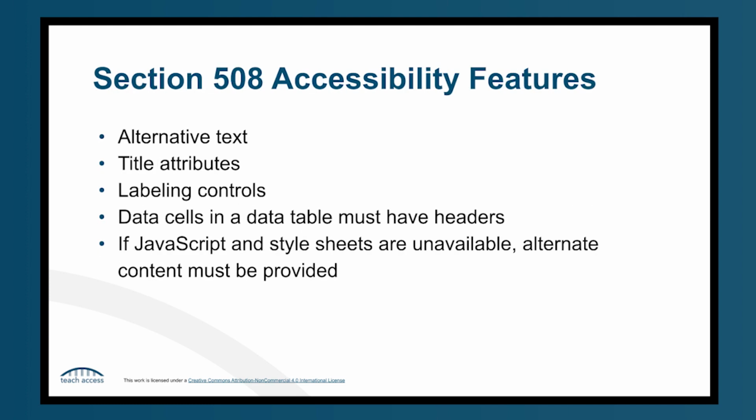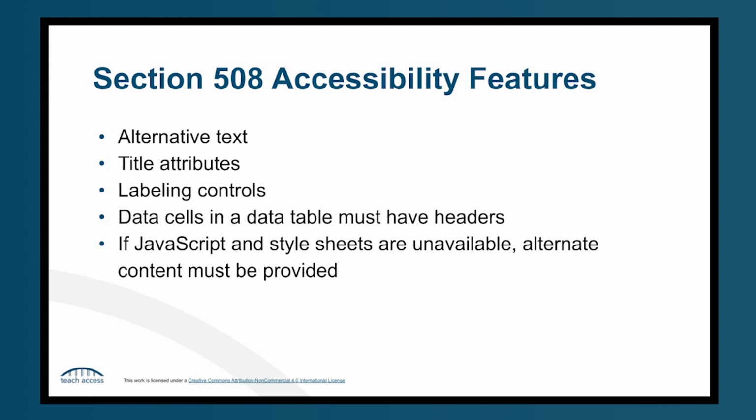The following is a list of required 508 accessibility features. Alternative text with appropriate details about the images and other non-text elements. Title attributes are used to identify the select menu. The title attribute can be spoken by screen readers or displayed as a tooltip for people using screen magnifiers.